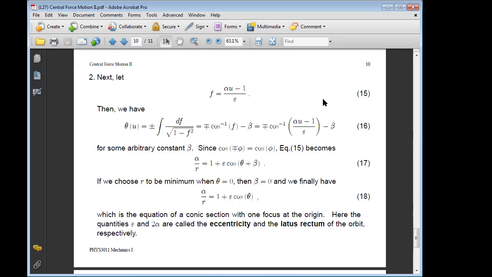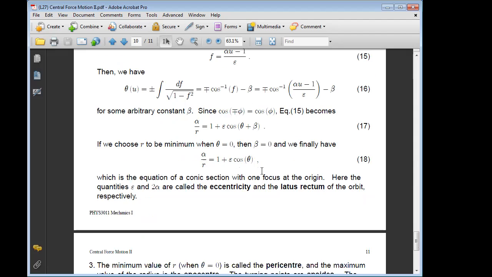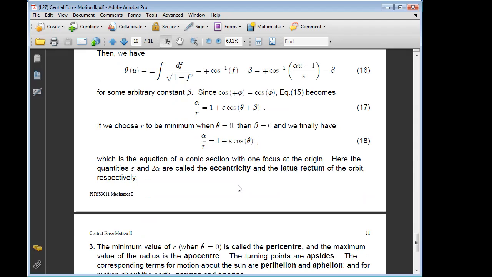All right, so equation 15 tells us the orbit of the particle: alpha over r equals 1 plus epsilon cosine theta plus beta, right? And this is the equation for a conic section of eccentricity epsilon and the latus rectum of the orbit equal to 2 alpha.